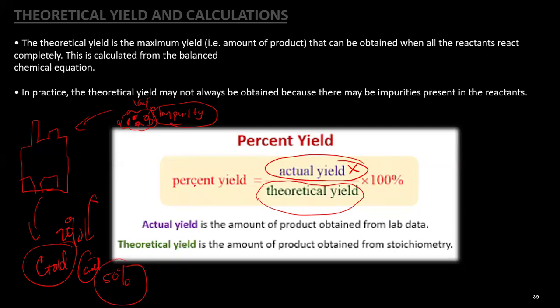You understand? So the difference between the actual yield and the theoretical yield, let's have a look at this definition. The actual yield is the amount of product obtained from the lab data. So this company, let's take it as a lab, and actually this is what they produce. It's an actual yield. But the theoretical yield is the amount of product obtained from the stoichiometry. Remember, stoichiometry is the calculations: number of moles, the very same thing that we have been busy doing. We've been performing stoichiometry. So stoichiometry is when we calculate the number of moles, the concentrations.